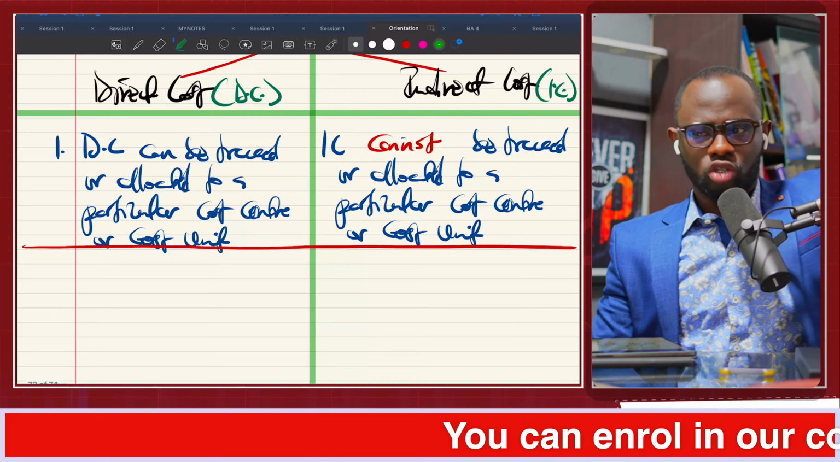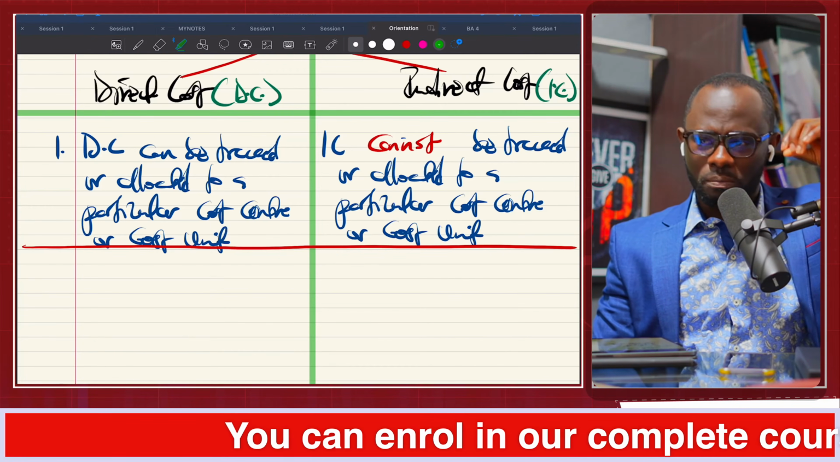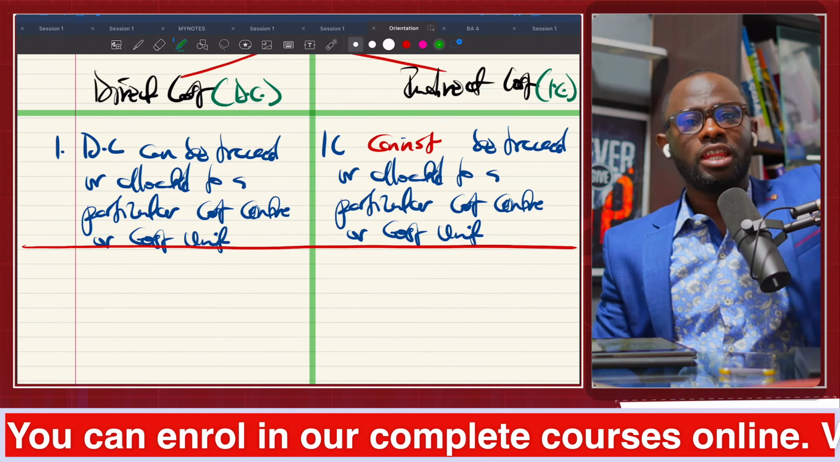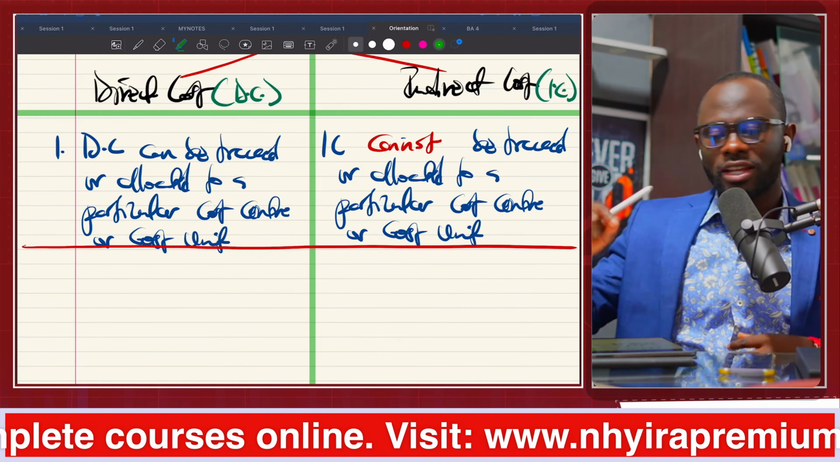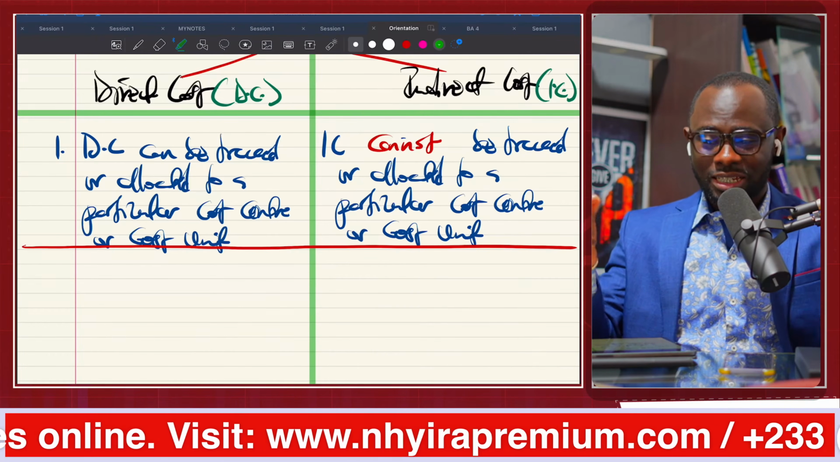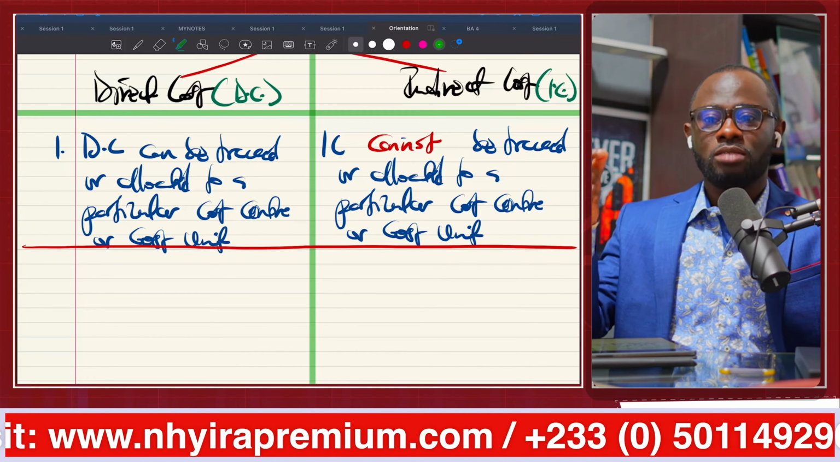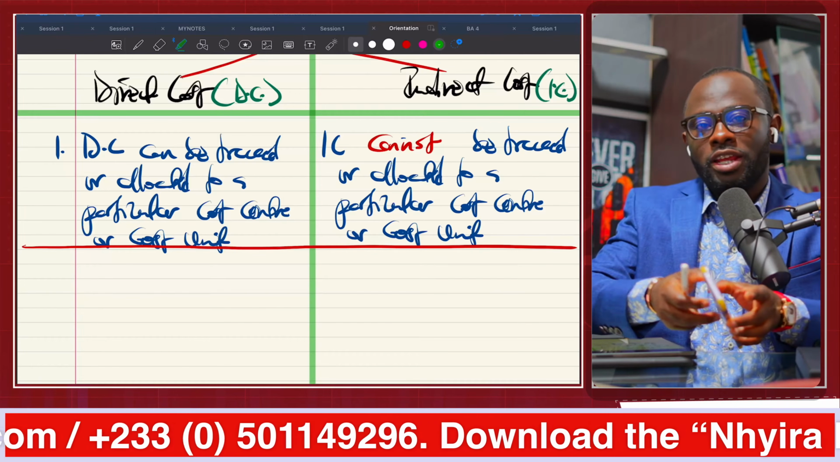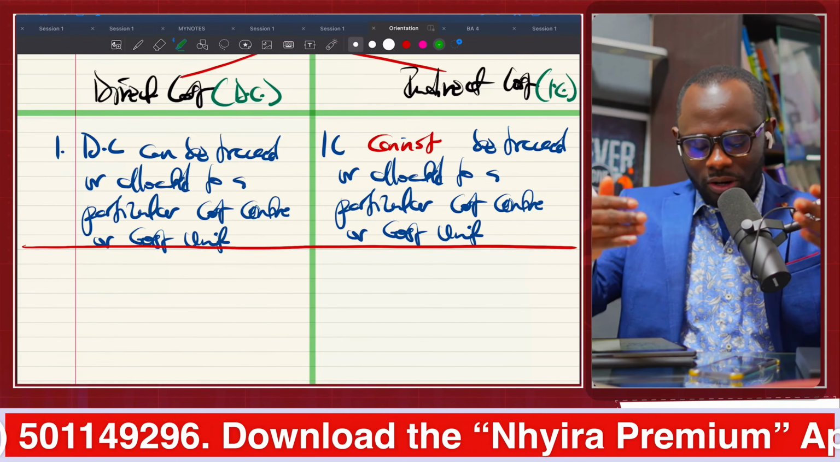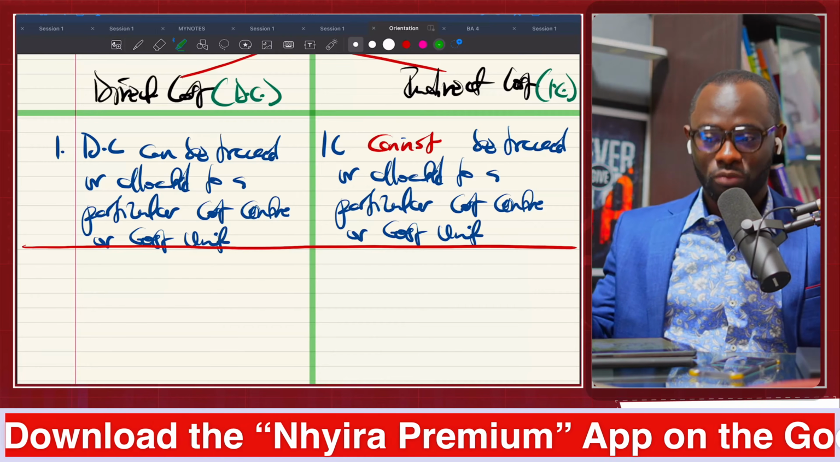So we can trace direct cost to a particular cost center and say that, okay, it is for this cost center, it is for this cost unit. But indirect cost, they are hard to be traced, so they cannot be traced. Yes, we can find their footprints, we can find their spirit, quote unquote, in the product, but they are difficult to be traced.